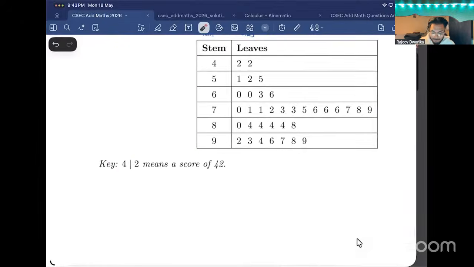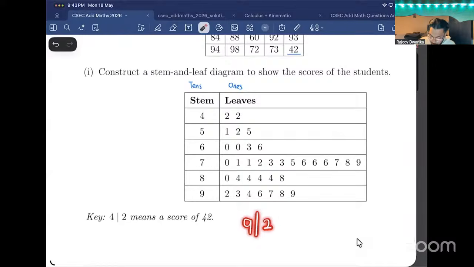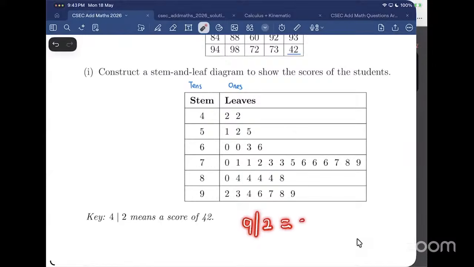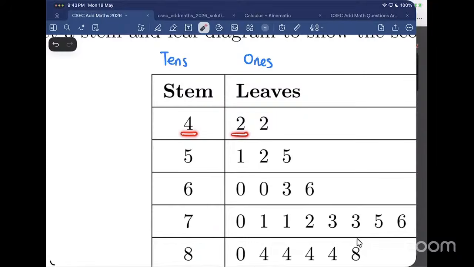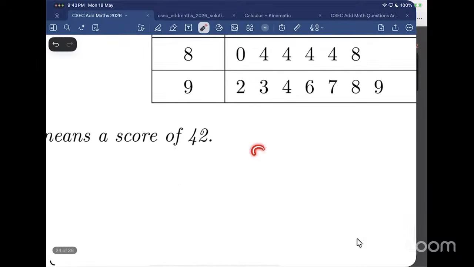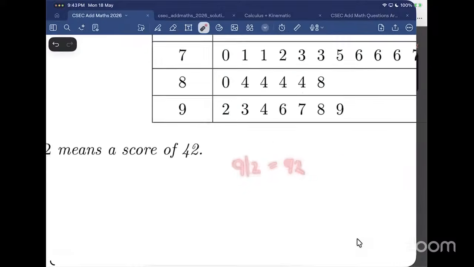You need to put a key. So a key could be like 9|2, and what would that be interpreted as? I don't know, I'm confused. Okay, remind me, what would this be interpreted as? 92. Yeah, so 9|2 would be interpreted as 92.